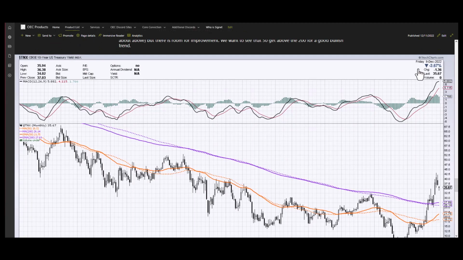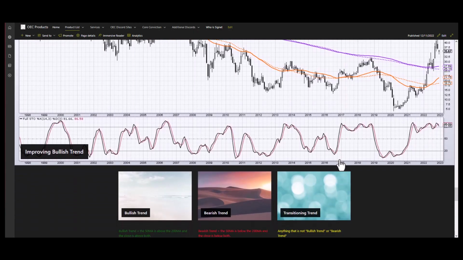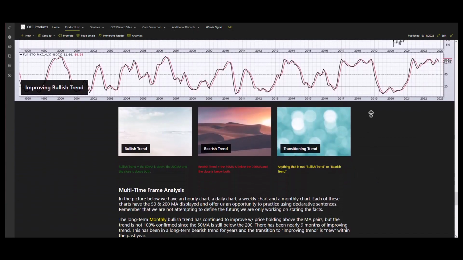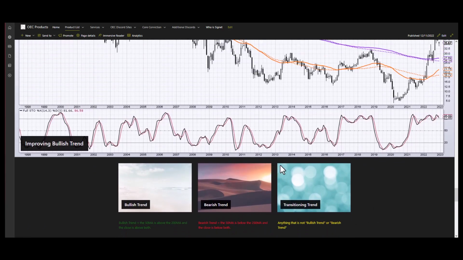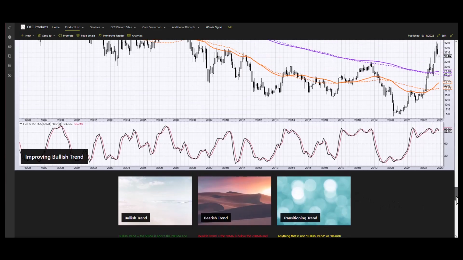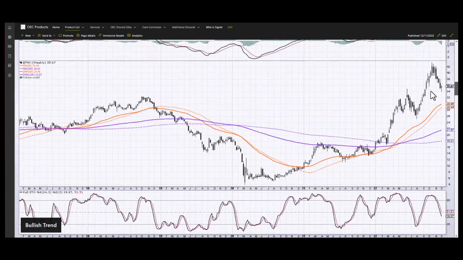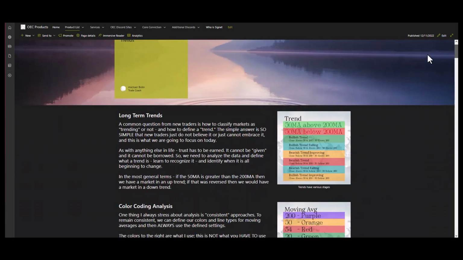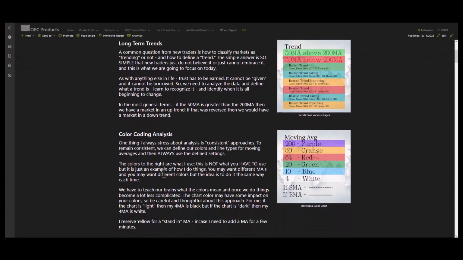All right, so that's the way that I use those declarative sentences. We have to use those declarative sentences because when we're looking at trend, when we're analyzing a chart like this, we're not trying to predict the future. We're not even trying to determine what's going to happen next. These aren't the tools that we would use for that necessarily.